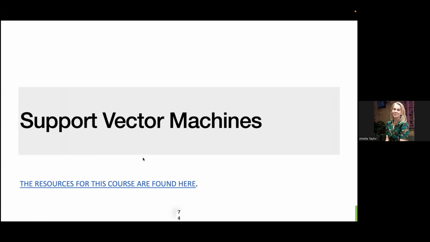Right, so what I also did is I've added a link to the resources for the course on some of the slides, so that it makes it easier for you to find the resources again. So yesterday we talked about the support vector machines as being another example of supervised machine learning for classification.